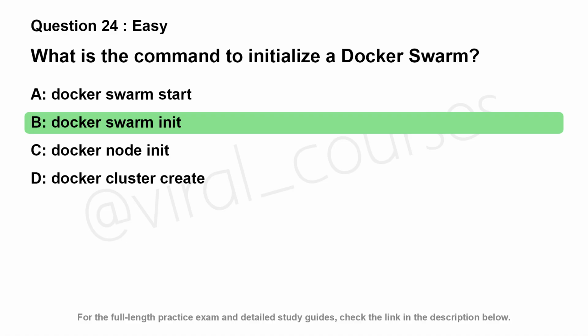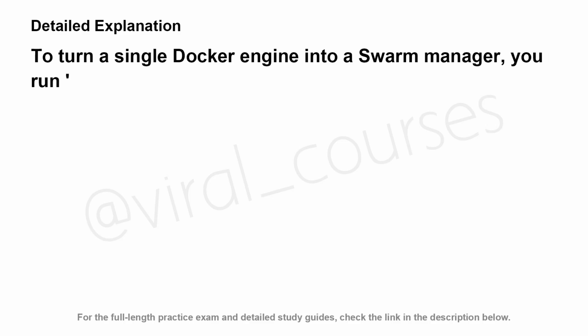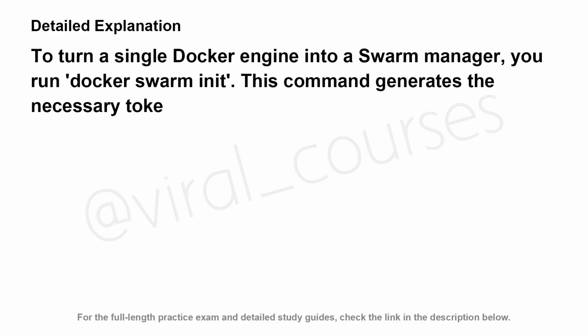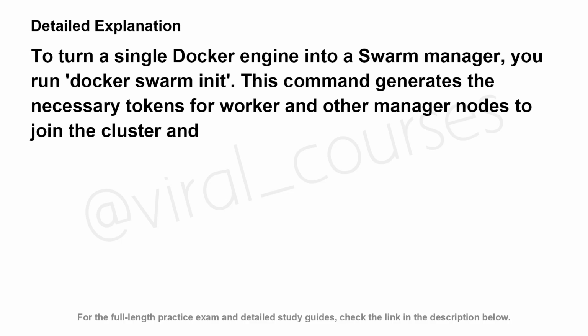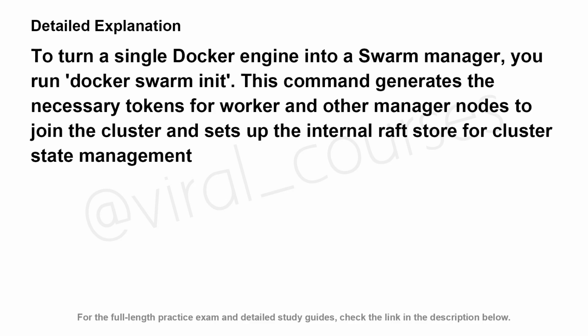The correct answer is B. To turn a single Docker engine into a swarm manager, you run Docker swarm init. This command generates the necessary tokens for worker and other manager nodes to join the cluster, and sets up the internal Raft store for cluster state management.